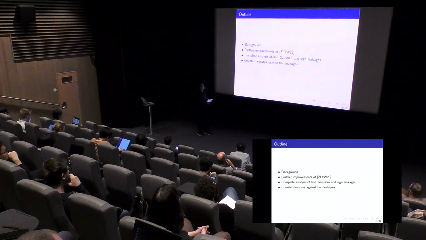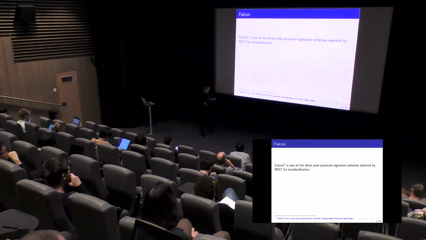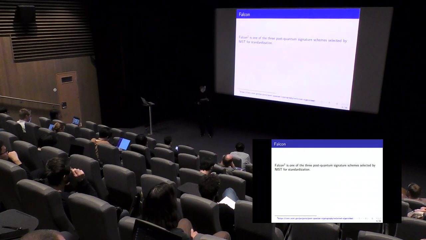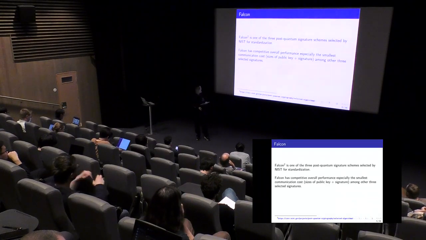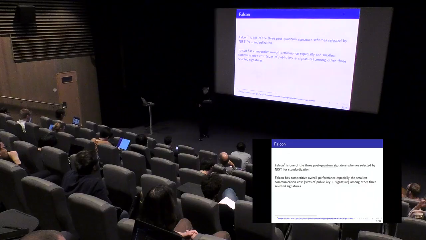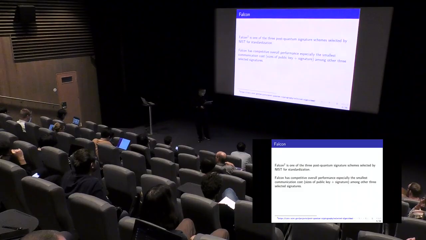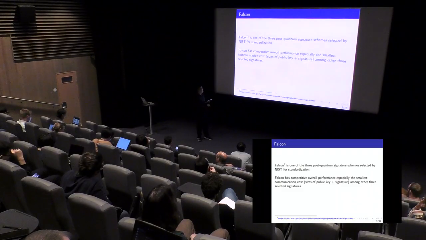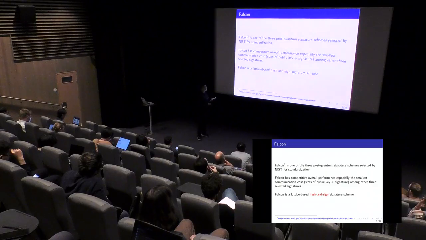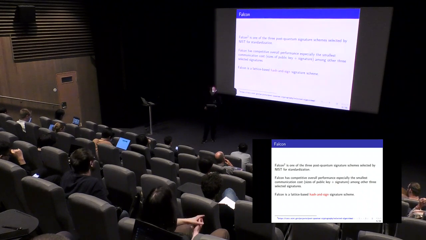So let's start from some background knowledge. The first one is the introduction of the Falcon. Falcon is one of the three post-quantum signature schemes selected by NIST for standardization. It has competitive overall performance and especially the smallest communication cost among all three selected signatures. Falcon is a lattice-based hash-and-sign signature scheme. It utilizes a paradigm from GPV08.